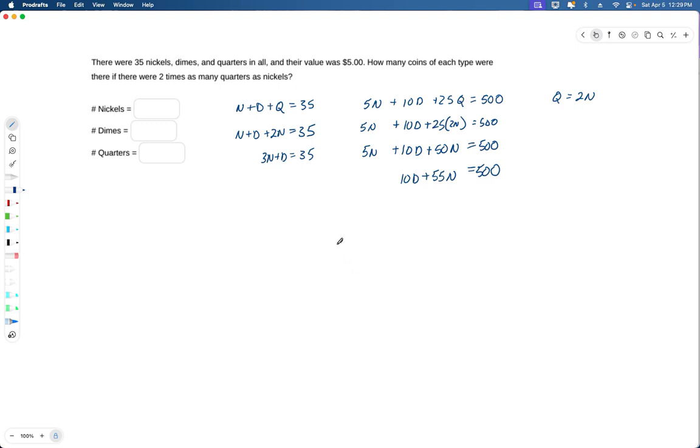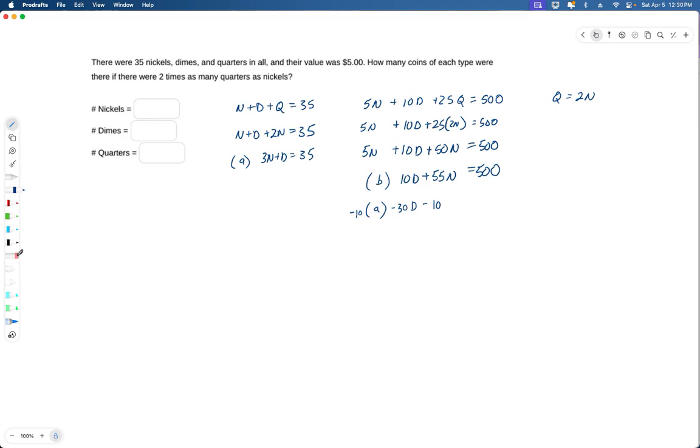Okay, so what I'm going to do is multiply this. Let's call this A. We'll call this B. I'm going to multiply A times -10, right? So -10 times A is going to equal -30D minus 10.